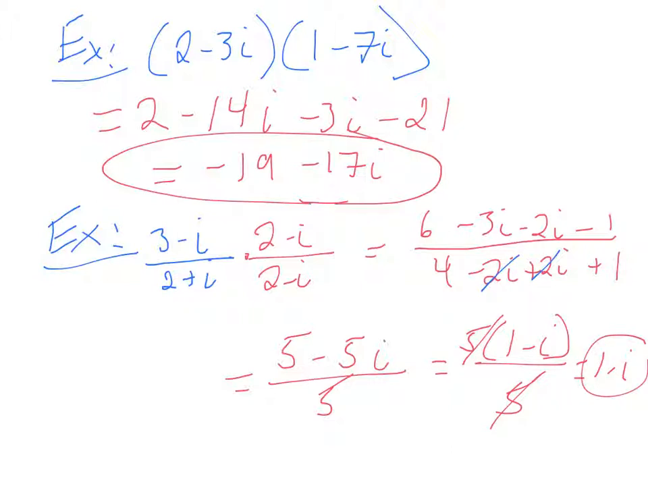And that is the a plus bi form of that number, (3 minus i) over (2 plus i). So dividing is just a matter of getting it into a plus bi form, which is a matter of using the complex conjugate to eliminate the imaginary number in the denominator. So it's just some mechanical stuff. Not so bad.